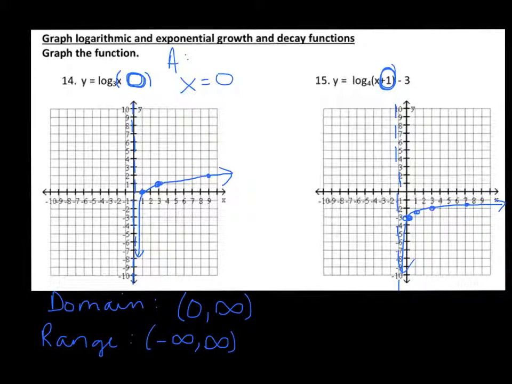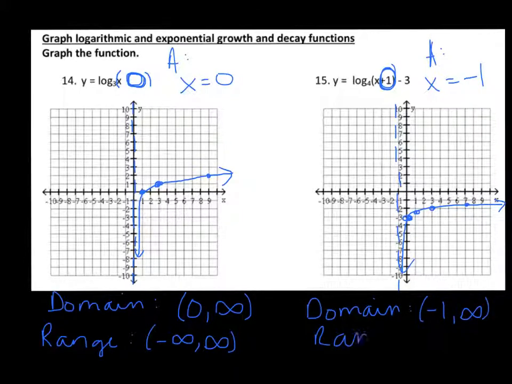If you hit graph on your calculator, it looks like it just stops right here at -1, but really there's that asymptote, and we know that. So make sure that you show that. The asymptote on this would be x equals -1, and the domain would be from -1 to infinity, and the range would be all real numbers.